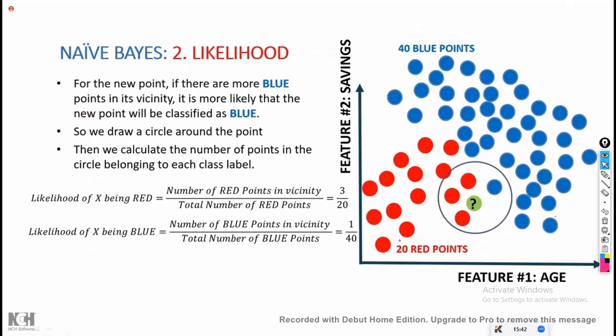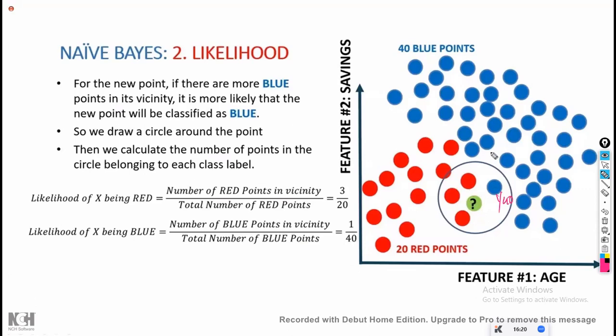Now the second term is called likelihood. What is this likelihood? Consider a given area. I am going to take one area here; later we will discuss how to select this area. Assume this is the area. In this area, how many red data points are there? 3 out of 20 red points are close, and one blue point out of 40 is very close to this one.